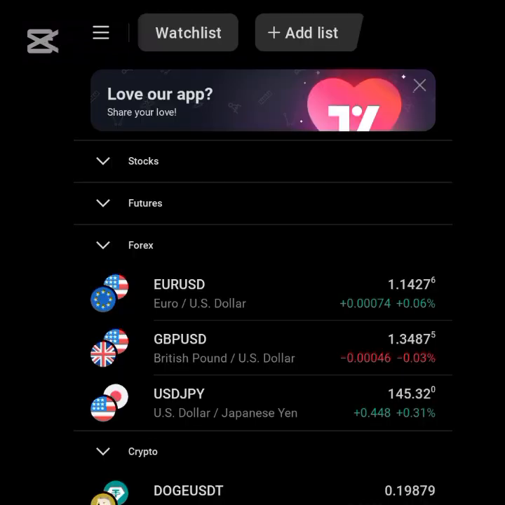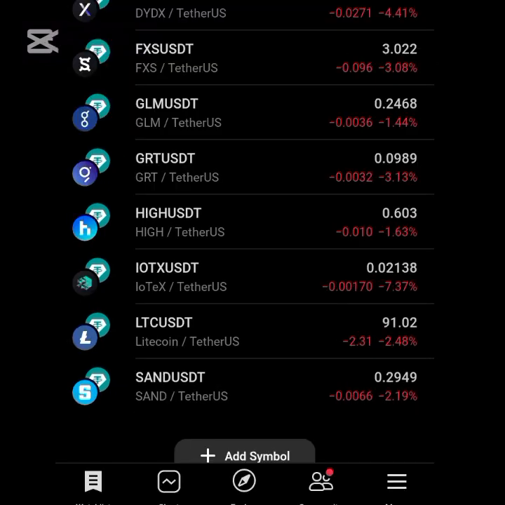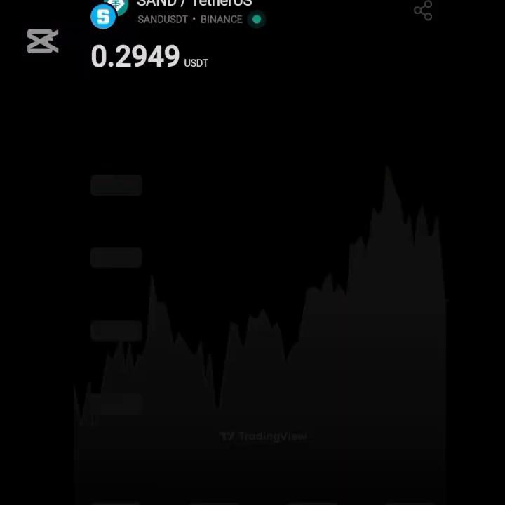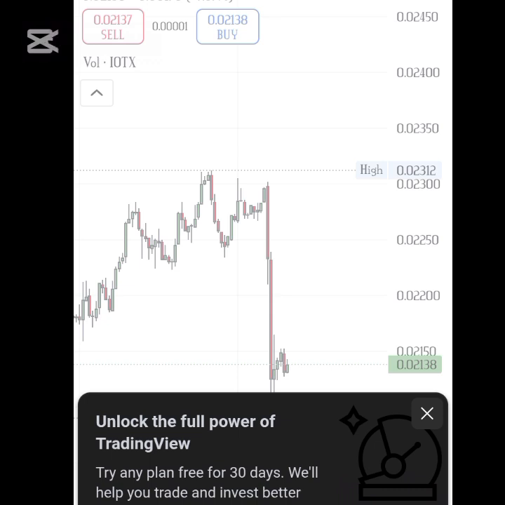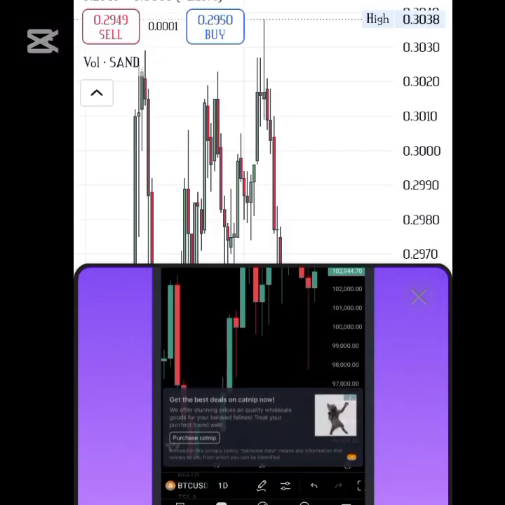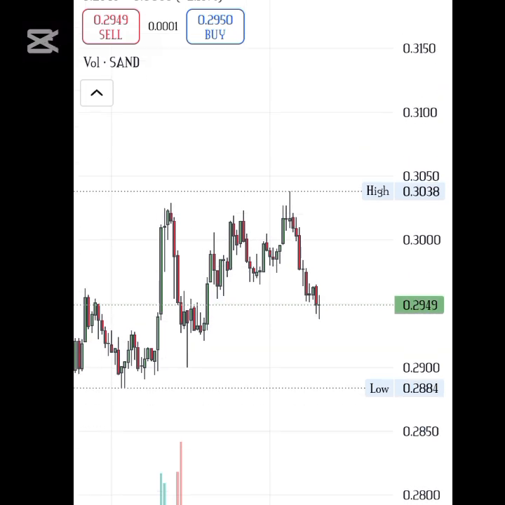So let's go over to the coin area, crypto area. Let's select any. You can select anyone you're interested in. Let's select Sand, I think. So let's select this one and we analyze the charts with these indicators. If you don't know already, I'm using TradingView, so you can get TradingView from Play Store.